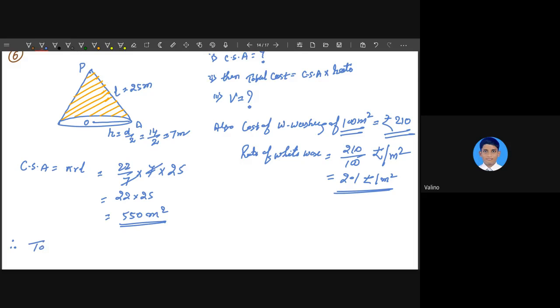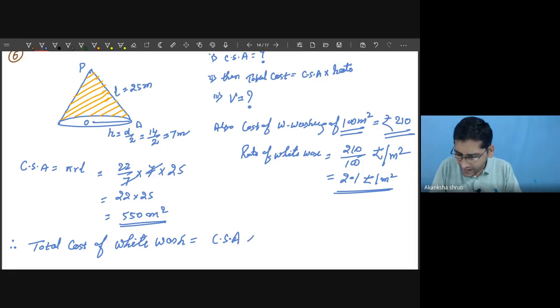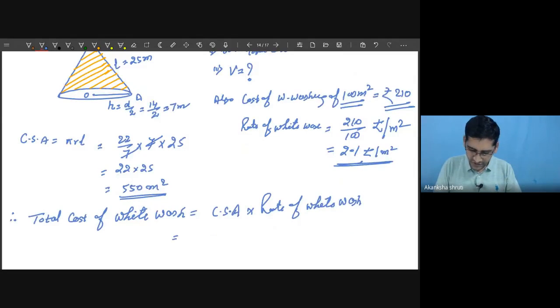Therefore, total cost of white wash is equal to the CSA multiplied by the rate of white wash. The rate is always given in terms of rupees per meter square or per centimeter square. Here both are in meter square, so it's okay. So 550 multiplied by 2.1.